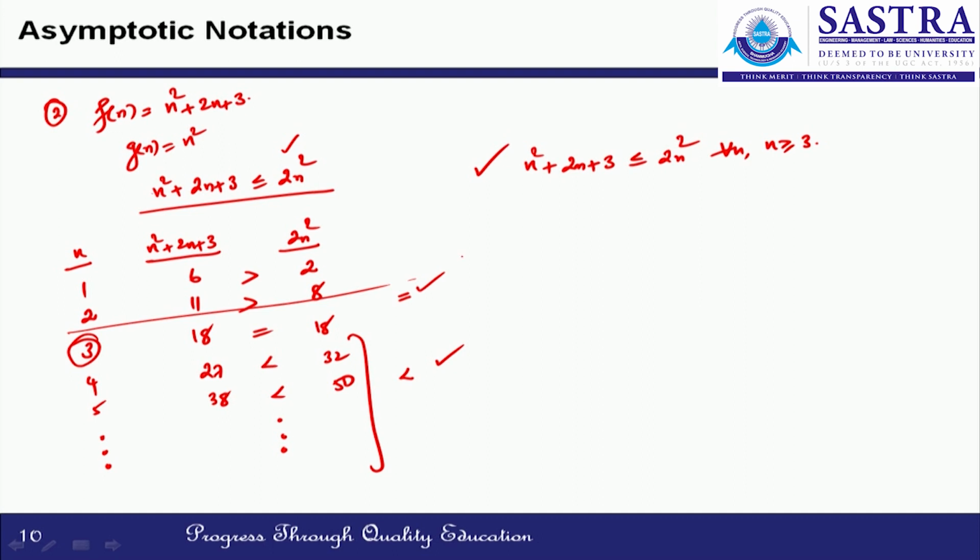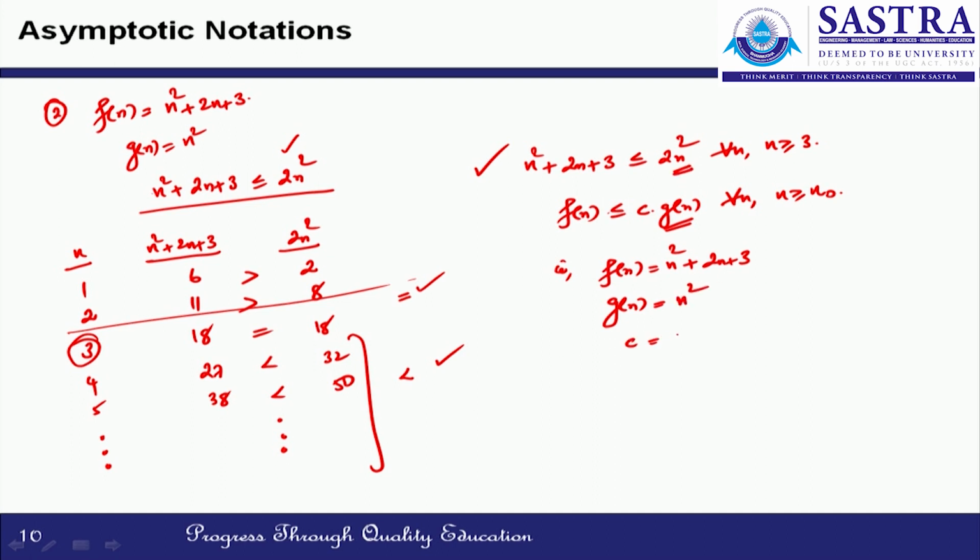Now, this representation is in the form of f of n is less than or equal to c into g of n for all n greater than or equal to n0. That is, f of n is equal to n square plus 2n plus 3. What is g of n? c into g of n, it seems g of n is n square, constant is 2, n0 is n greater than or equal to 3. So, n0 is 3.